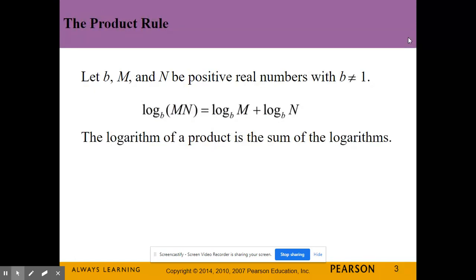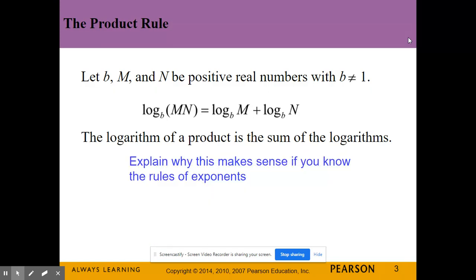The first rule we're going to talk about is the product rule. So let b, M, and N be positive real numbers, and b can't be 1, because then it wouldn't be a log function at all. When you have multiplication inside the log, so what you're taking the log of is M times N, you can also rewrite that as log base b of M plus log base b of N. The logarithm of a product is the sum of the logs.